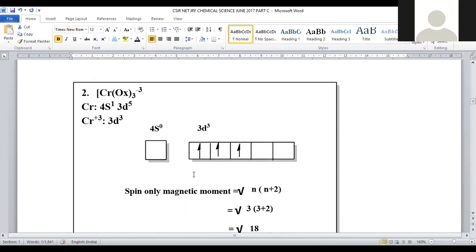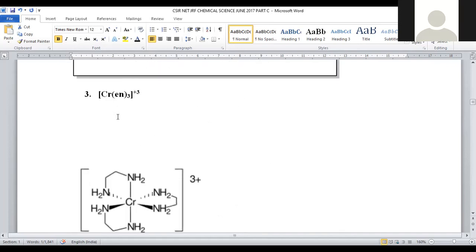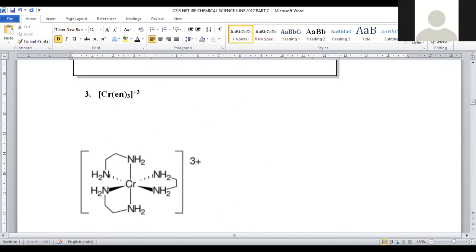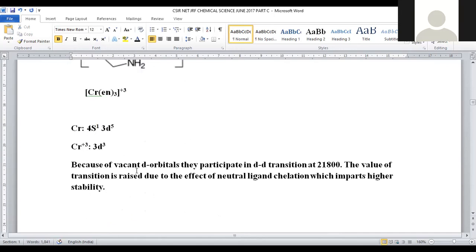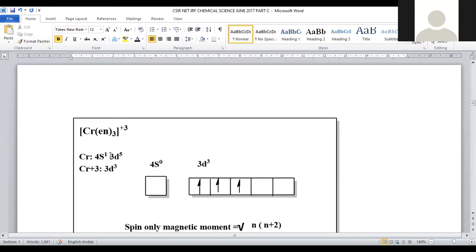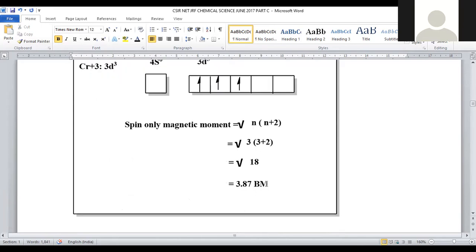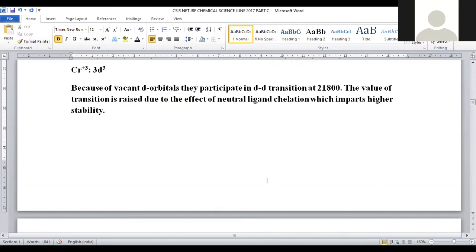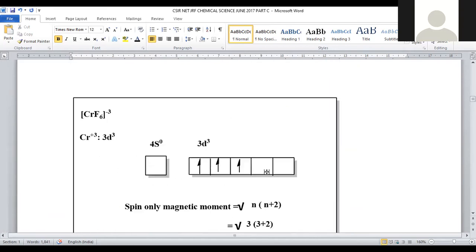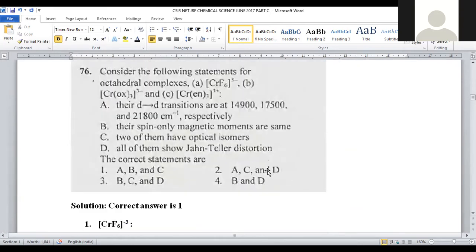For the third complex, chromium tris ethylene diamine complex was taken. Again, the chromium oxidation state is +3, and in the d3 system there will be 3 unpaired electrons. Hence, there is no change in the magnetic moment. For all the complexes, the magnetic moment is calculated as 3.87. So the spin-only magnetic moment value remains the same for all the complexes. This is also the correct statement.